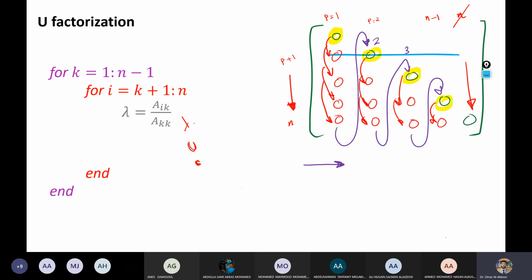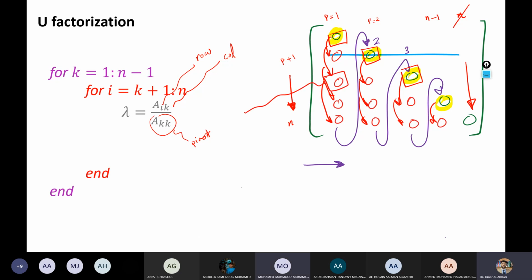Lambda is basically, look at this, A_IK, where I is for the row and K is for the column, divided by the pivot value. We always divide by the pivot. Earlier we were dividing by the pivot, and that pivot is always A_KK. Is that clear? For example, what were we doing? We said 3 divided by 2, right?